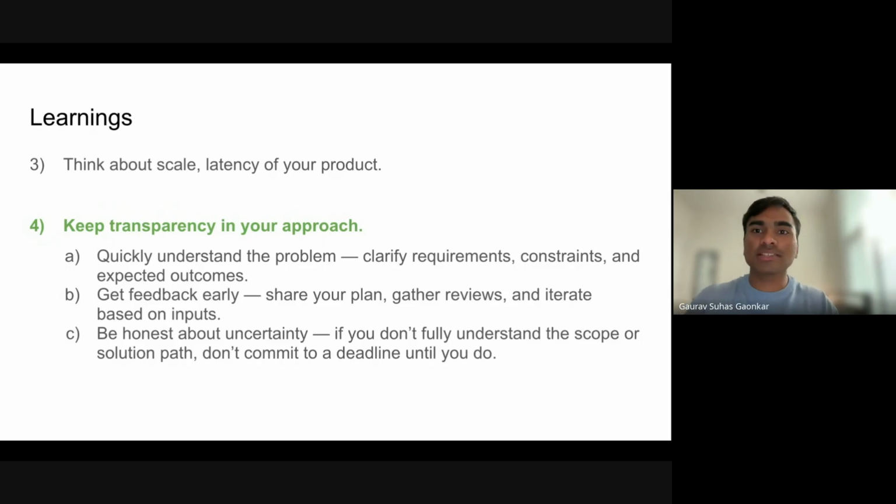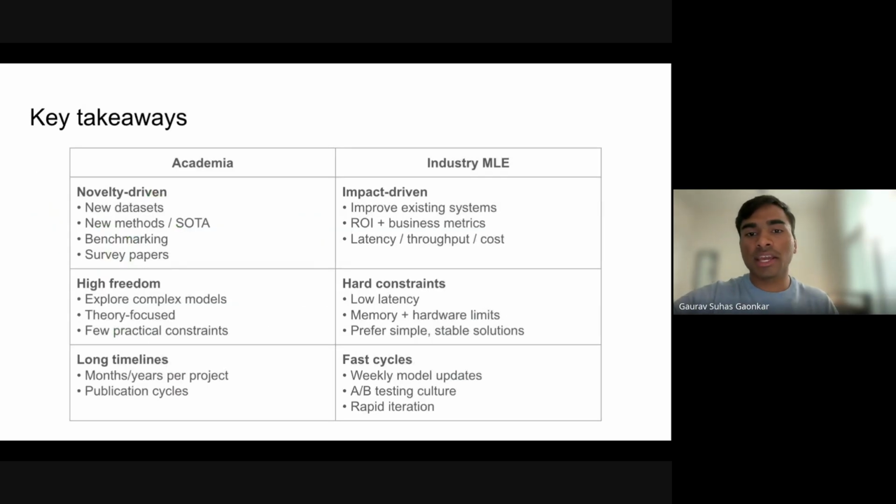Finally, to summarize this entire presentation, I would like to mention the best practices and the key takeaways. So what I've observed is that in academia and industry, academia is majorly novelty driven, where you can build novelty through data set, methods, benchmark, or survey papers. Whereas in industry, you have to improve the existing systems in one way or another by reducing the latency, throughput, or by bringing more business using your models.